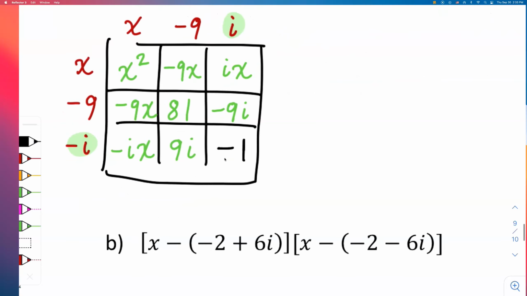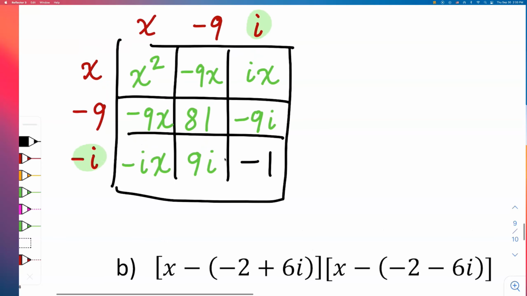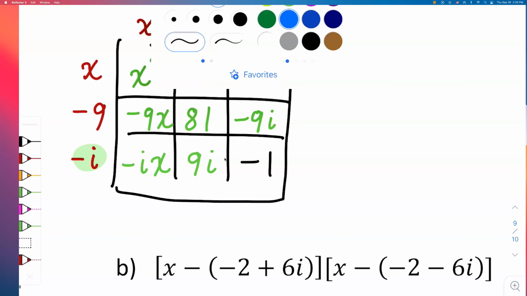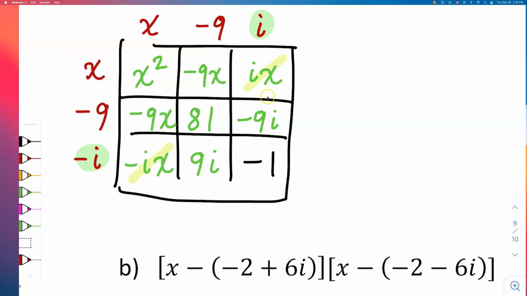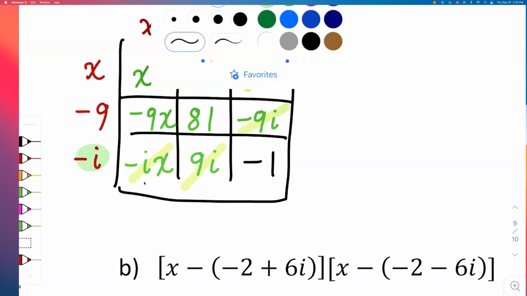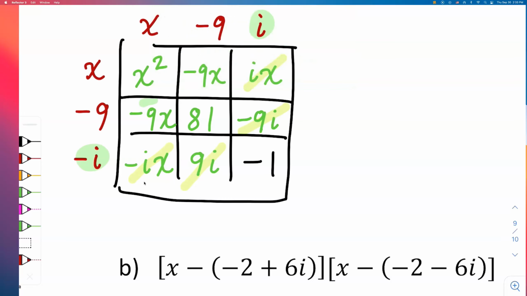I'm going to combine some like terms now, okay? A lot of terms, in fact, all terms that have i's will cancel out. Take a look. This will cancel out with this. Positive ix and negative ix cancel out. 9i and negative 9i cancel out. We have some like terms to combine though. These two will combine and become negative 18x. And I also need to combine these two.